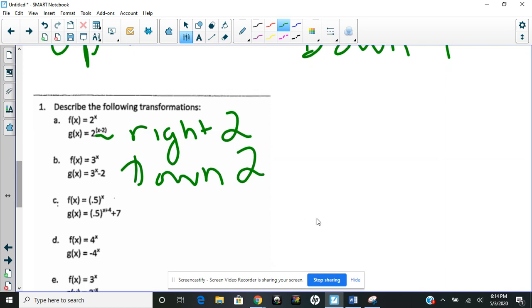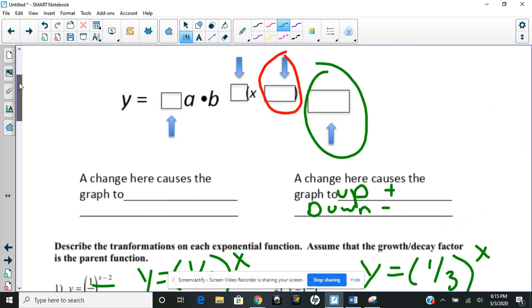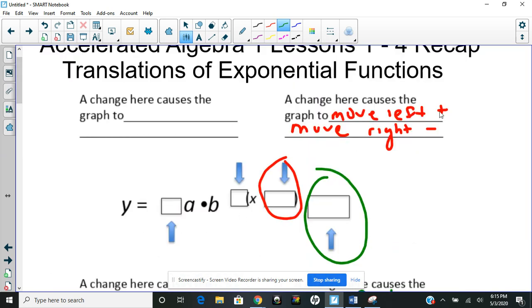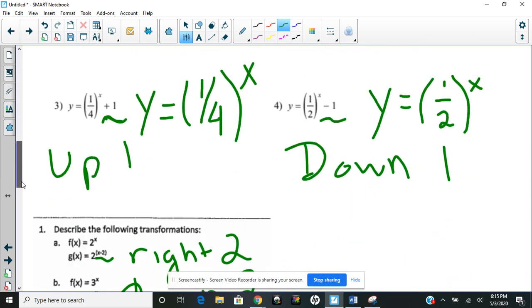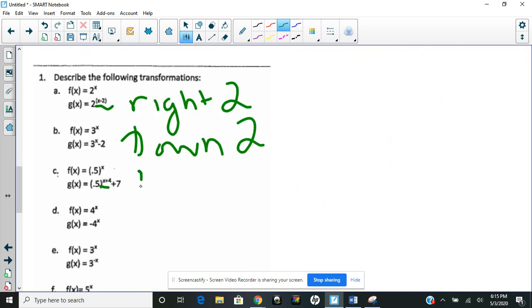Sometimes they're going to take multiple transformations or translations, and we're going to have to do them within the same statement. So that's what C is doing. But don't worry, it's the same exact thing as what we were doing before. We're just going to list both moves that were made. So if we look at C, I have a +4 inside the exponent. I'm going to go back up to my rules. In the exponent, if it's plus, that means it's going to the left. So I'm going to say this right here is left 4.